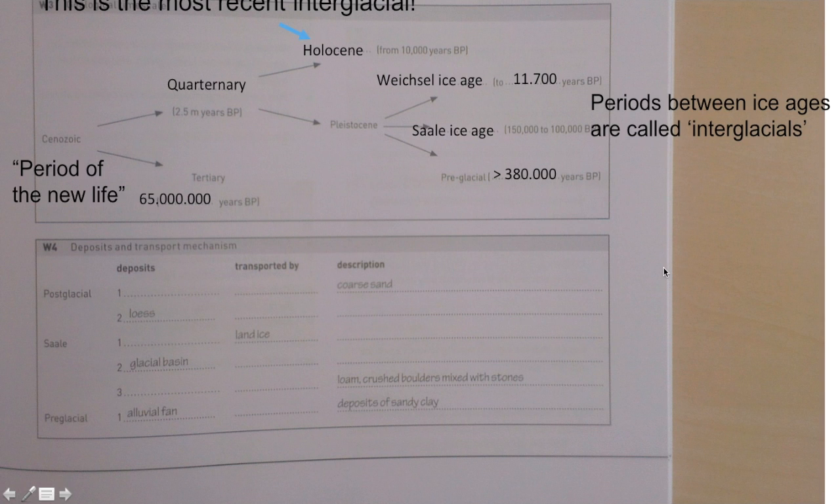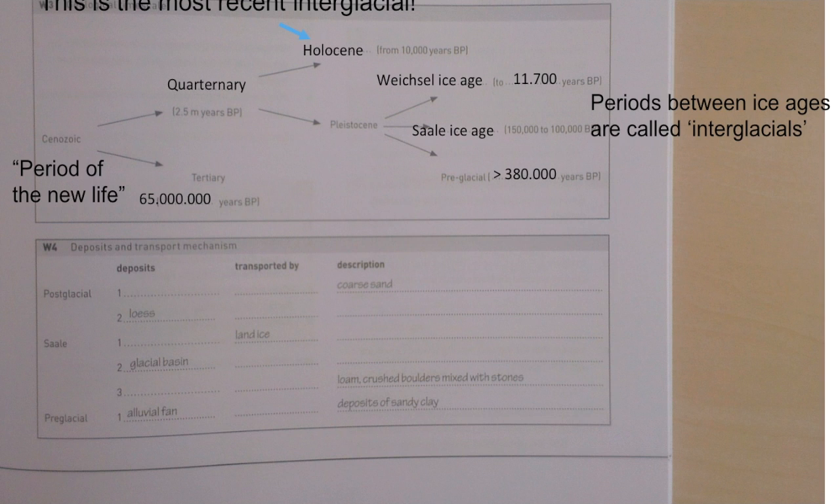Okay, so as promised, W4, deposits and transport mechanisms. This should be easy now. So take, again, a couple of minutes, pause the video, do the exercise, and then check if you got it right. Super easy. Deposits and transport mechanisms of the Pleistocene. All right, here we go. Assuming you stopped the video and did the exercise, here we go.